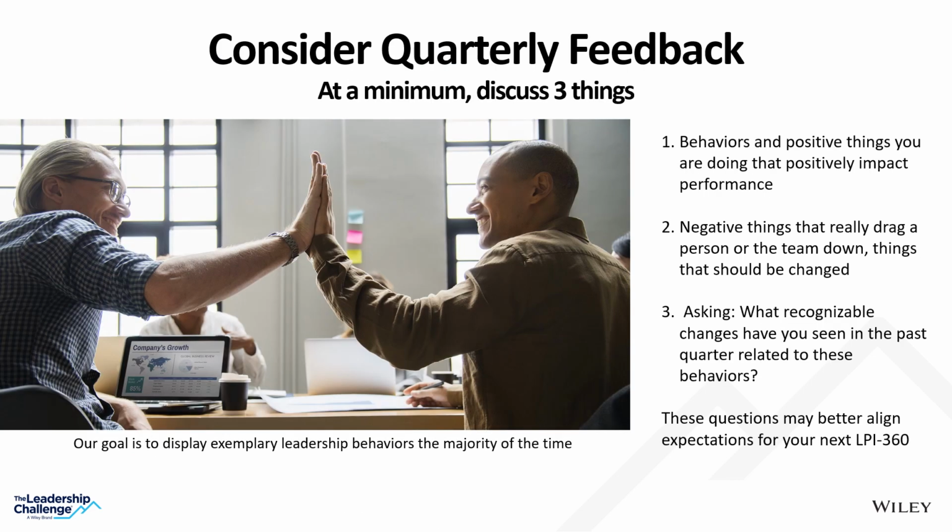Consider quarterly feedback. I've spoken with some of the masters of the Leadership Challenge, and they suggest at a minimum to discuss three things. Number one, behaviors and positive things that you're doing to positively impact performance, helping other people succeed. Number two, negative things, talking about things that really drag a person down or the team down, things that should be changed. And number three, asking what recognizable changes have been seen in the past quarter related to the behaviors. This question may help you and others see more clearly so that next time you take the LPI, the ratings will be what you expect.